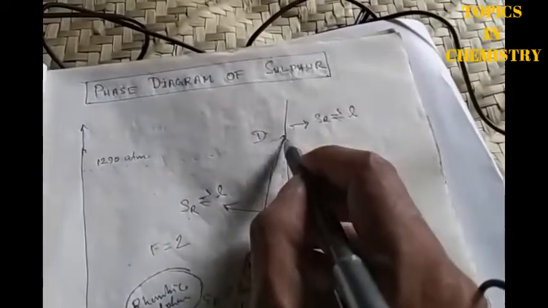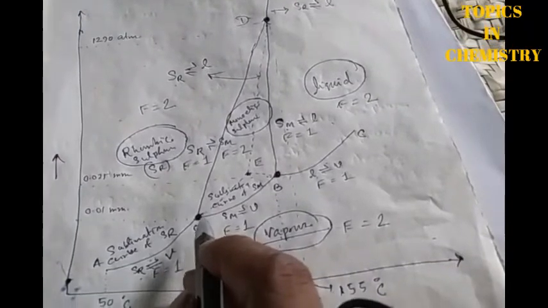Here you can see there are mainly three triple points. One is here, the first triple point, the second triple point is at the B point, and another is the D point. At the O triple point, three phases are in equilibrium. What are those phases? Rhombic sulphur, monoclinic sulphur, and vapor sulphur. So three phases are in equilibrium: rhombic, monoclinic, vapor. So the degree of freedom F is equal to 0 at this point.